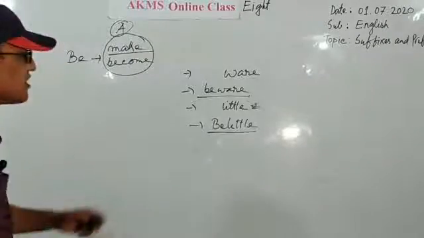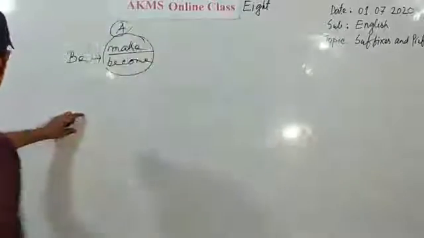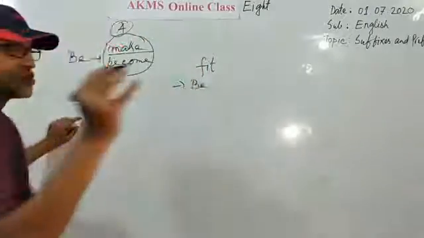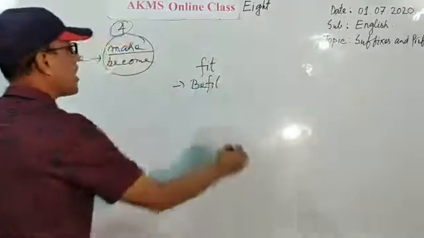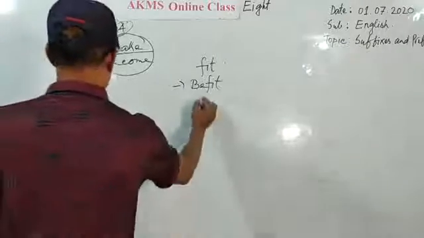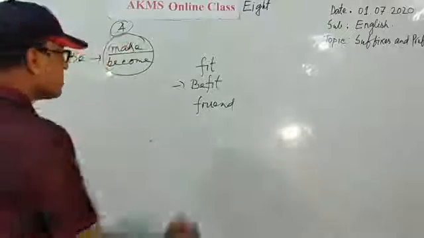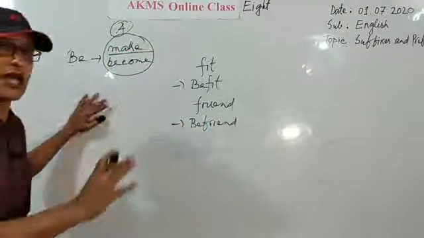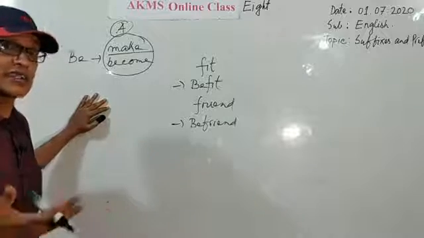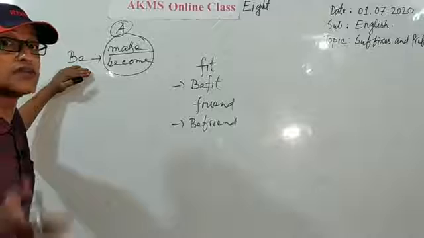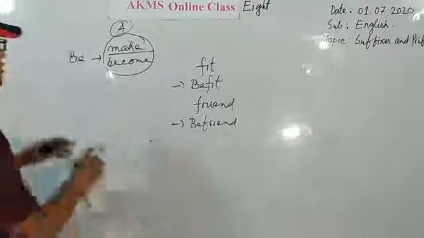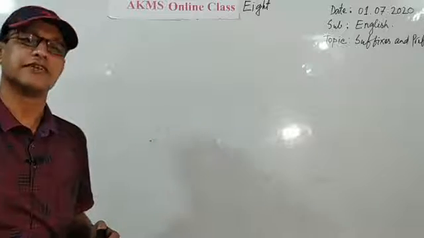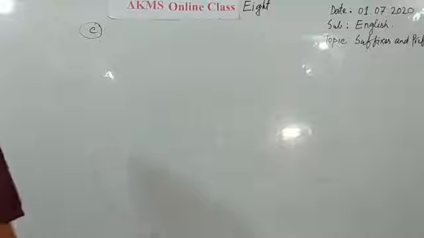Another letter words can be given for you. Look at the board please. Fit. The use of be can make this word a verb. Befit. Okay? Friend. All of you know that this word is a noun. Befriend. It is a verb. So, after this discussion, I can say that be is used to make a word to verb. Okay? Now, dears, there is no other prefixes without be that starts with B. Now, sir, C.